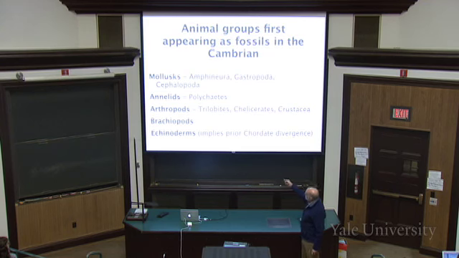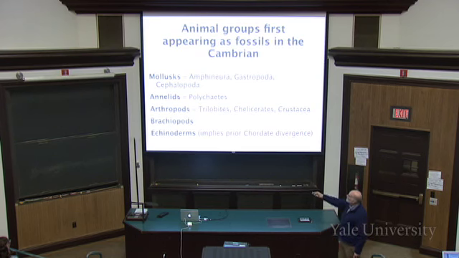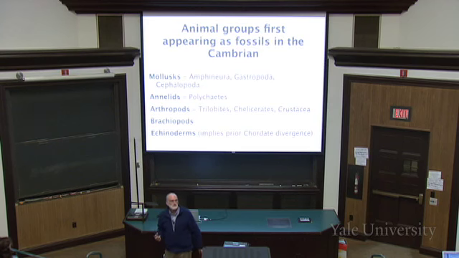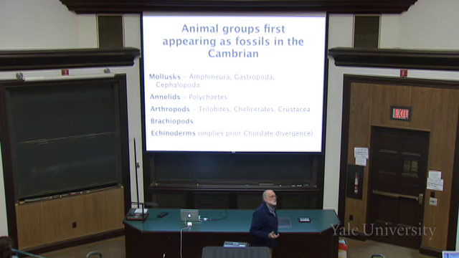We start getting arthropods, so we get the trilobites. The chelicerates are the horseshoe crabs and the spiders and their relatives, and we start picking up some crustacea. We get the brachiopods, the lamp shells, which are still around. If you go diving on a reef in Malaysia, you can see brachiopods. There are deep water brachiopods around the world, but they've mostly been in retreat for a long time.